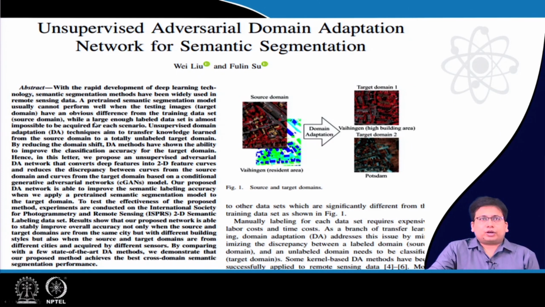Now let us see a few applications of this. Let us first discuss this paper, Unsupervised Adversarial Domain Adaptation Network for Image Segmentation. Image segmentation we have discussed earlier. We have seen its various applications in remote sensing and earth system sciences. So here the idea is quite straightforward. They have developed an image segmentation model for one region or one city, and now they want to deploy that to another target region, which might be another city, where the buildings may have different characteristics and so on.